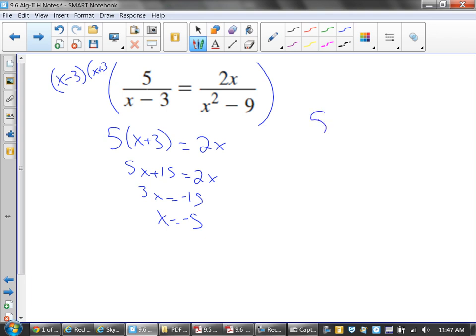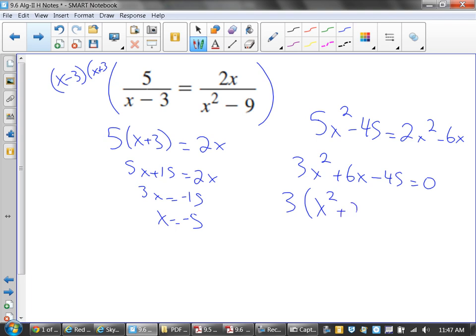If you cross multiply, you get 5x squared minus 45 is 2x squared minus 6x. 3x squared plus 6x minus 45 is 0. Take out the 3, you get x squared plus 2x minus 15. X plus 5, x minus 3. Negative 5 and 3, and that one won't work.